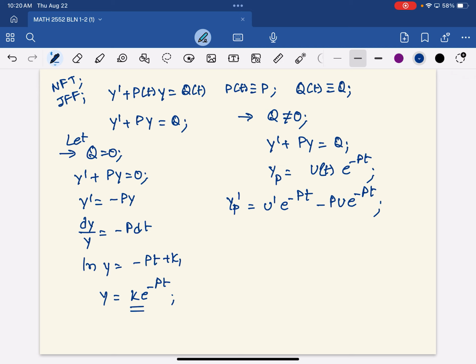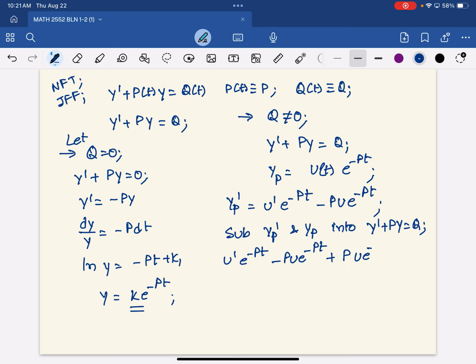Then they said, let's substitute yp prime and yp back into the differential equation y prime plus py equals q. So then that is going to be u prime e to the negative pt minus pu e to the negative pt plus p times u e to the negative pt equals q. Then these two terms get cancelled out. So you get u prime e to the negative pt equals q. From here you get u prime equals q times e to the pt.